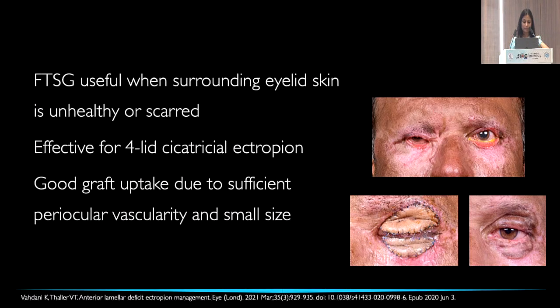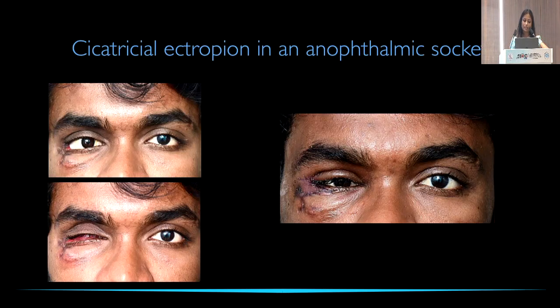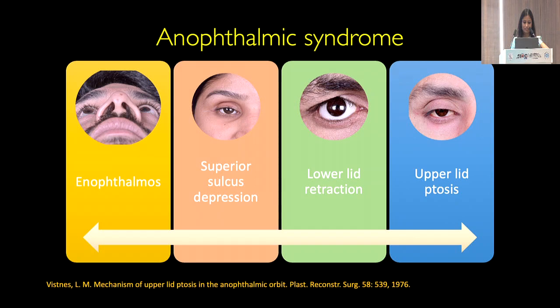was quiet. From this case, we can glean that full thickness skin grafts are useful when surrounding eyelid skin is unhealthy or scarred, and it is effective for 4 lid cicatricial ectropions, such as in these cases, and there is good graft uptake due to sufficient periocular vascularity and small size of the graft. Similarly, in cicatricial ectropion in an anophthalmic socket, this was a case where we did a monopedicle flap, and the patient did well, with a very good contour of the lateral canthus.